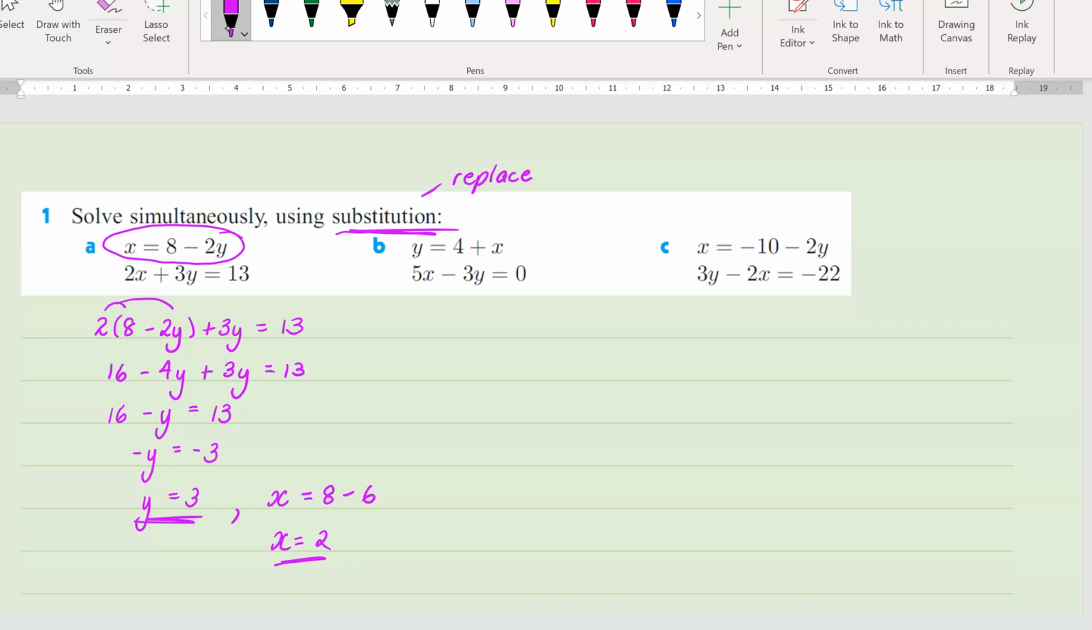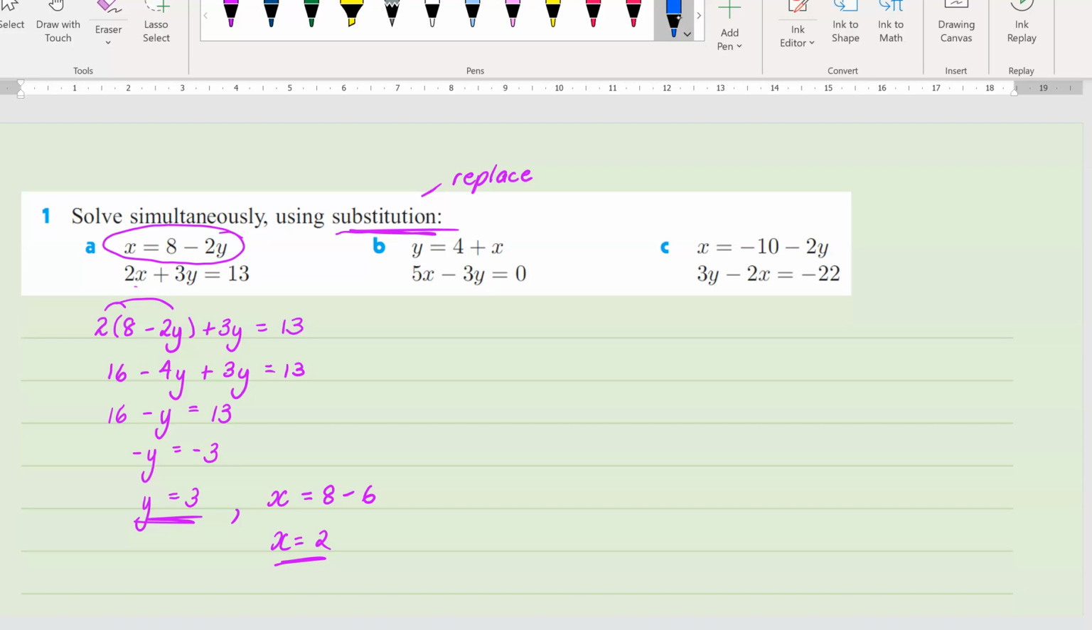Okay, so if I pop x back in here, 2 times 2 is 4, and y, 3 times 3 is 9. 4 plus 9 does indeed give me 13. So that works for both equations. Okay, that's what we're after. Hopefully that's making a little bit of sense to you. Okay, let's try the next one. Maybe if you wanted to, you could pause it right here and see if you can do it without me.